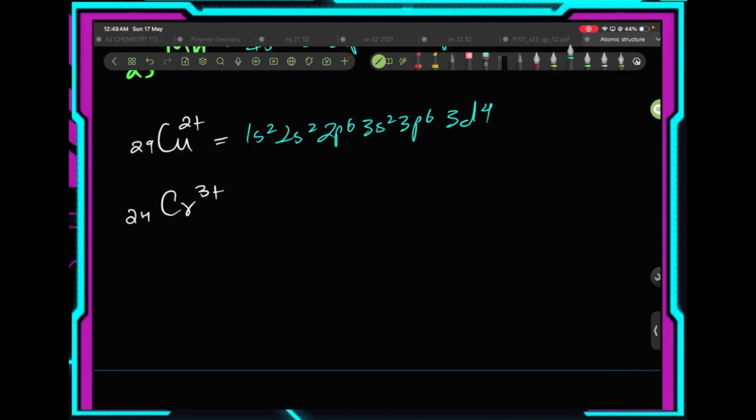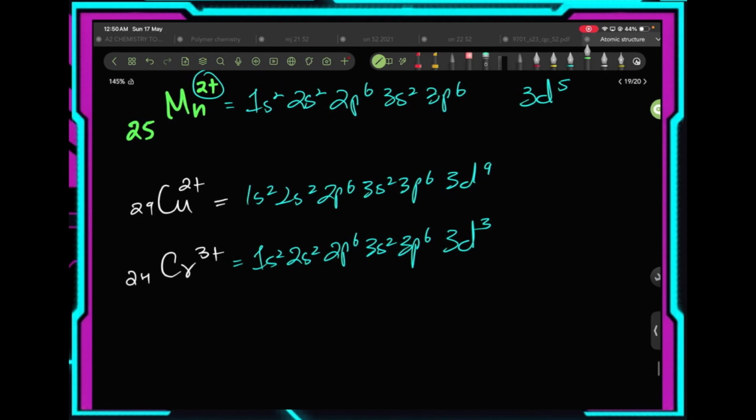So I want to say for copper. Right. Yeah. And then for chromium, it will be 1s2 plus 2s2 2p6, 3s2 3p6 and 3d4. That's 3d4. Okay, let's check.